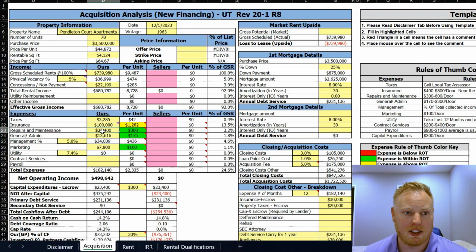Repairs and maintenance. This is just $300 a door. You can take a look at that. That's a good rule of thumb. Green is within rule of thumb. Red is below, and yellow is above rule of thumb.